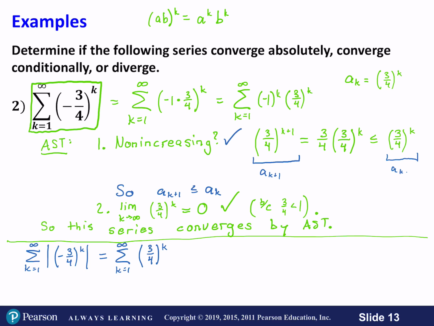All right? And we use all of our tools in the toolbox to assess whether this thing converges or diverges. So this series will converge because it is a geometric series, once again, where r is equal to 3/4, which is less than 1, and so it converges.